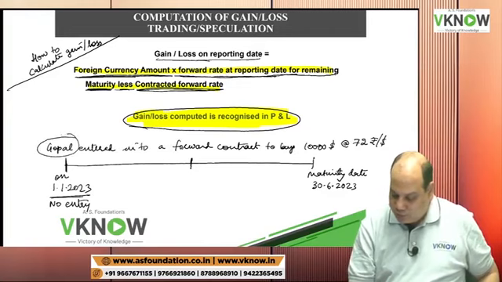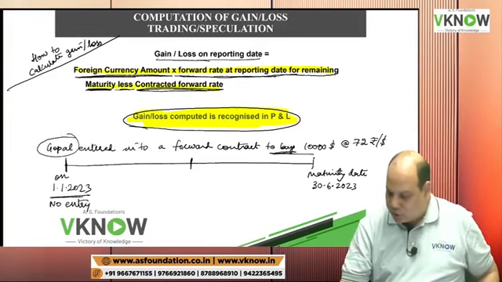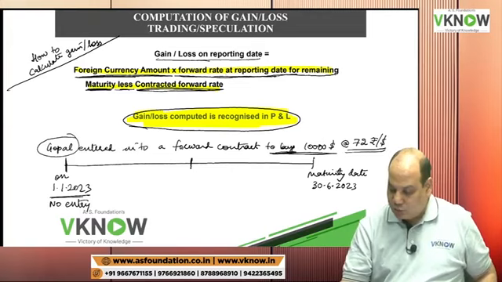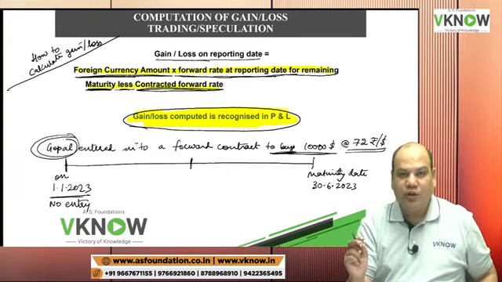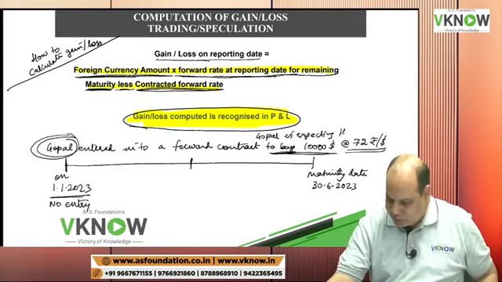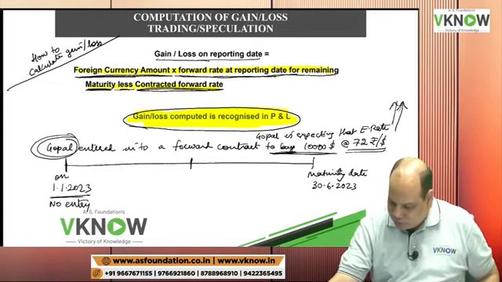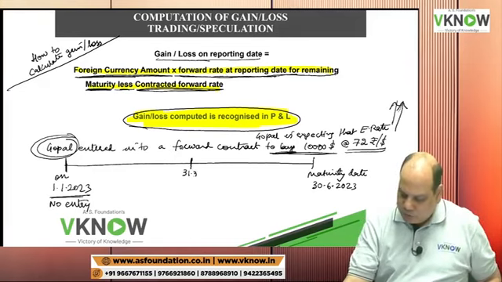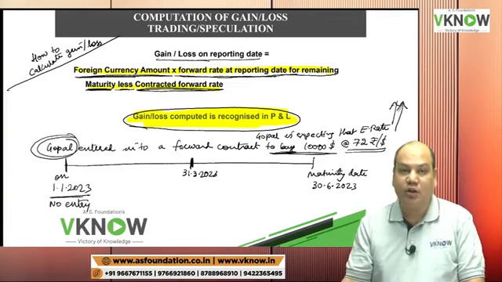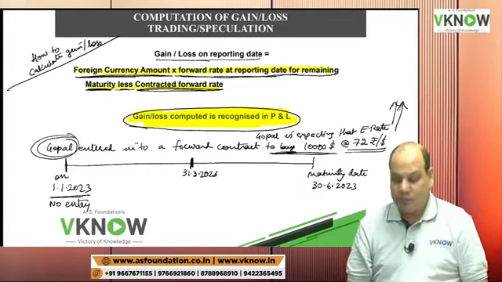So Gopal has entered into a contract to buy at 72 rupees per dollar. So what is Gopal thinking? Gopal is thinking that exchange rate will go up. Gopal is expecting that exchange rate will go up. Okay, so now this is 31st March 2023. So what will Gopal do? Gopal will check in the market. What is the rate for dollar?